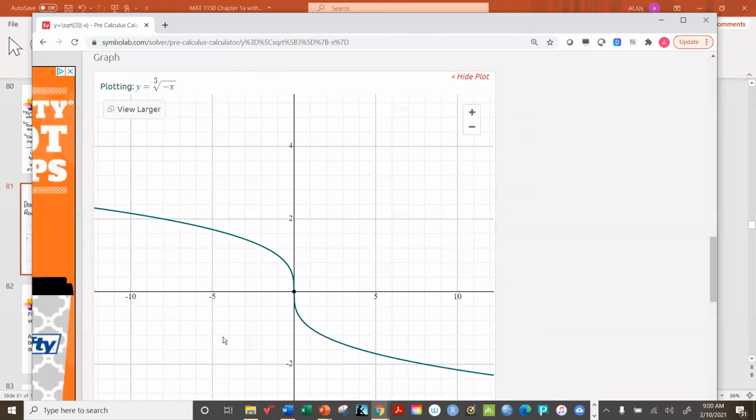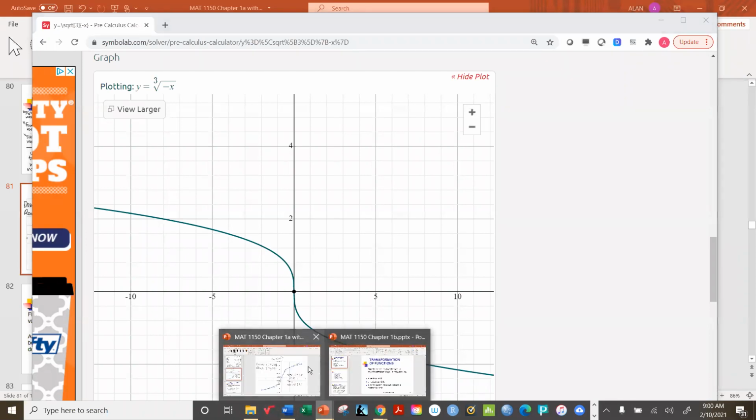Oh, you see, we basically flipped it upside down, but it still has that same basic shape. How do you like that? All right, so let's get back to the slides.